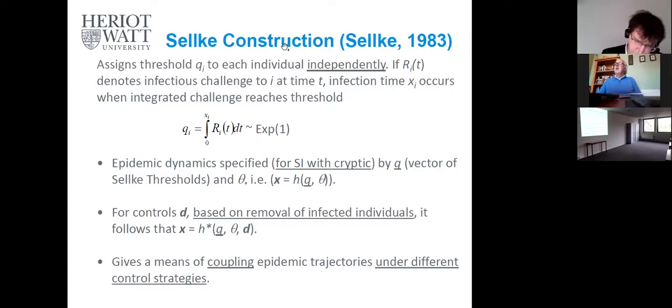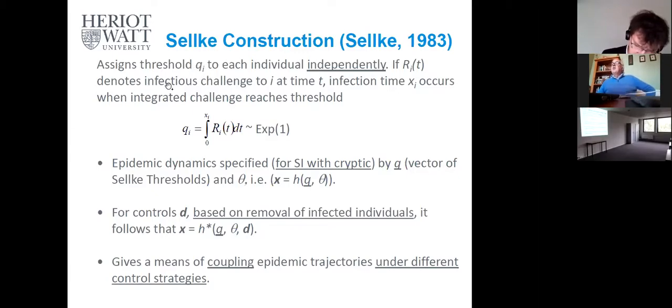So the way in which we can do that is using something which is called the Sellke construction for an epidemic model. And this is a very simple idea, but it seems to be very, very useful. So one way in which one could simulate a stochastic epidemic is to, first of all, take every individual in your population and assign them a threshold, which we'll call Qi. So individual i gets a threshold Qi, and that threshold is generated independently over individuals from an exponential 1 distribution. And that threshold is going to represent the tolerance that that individual has to infection.